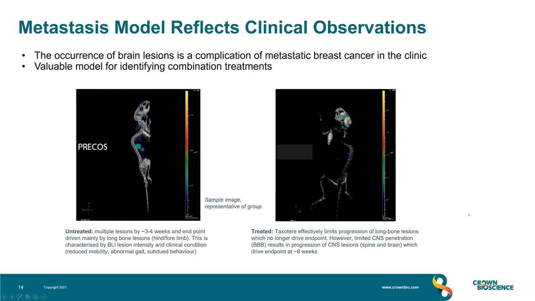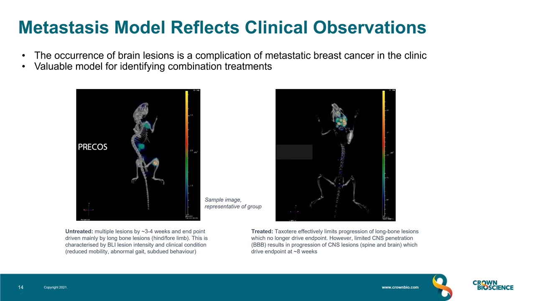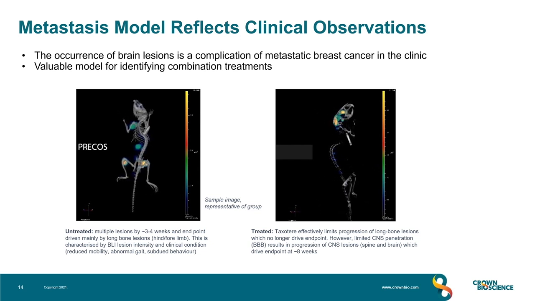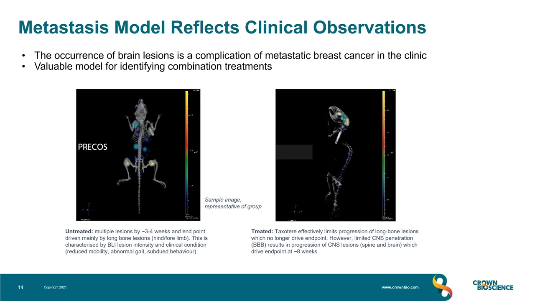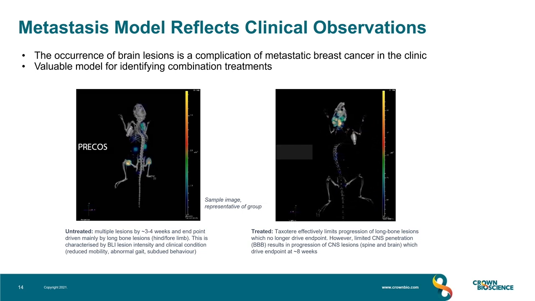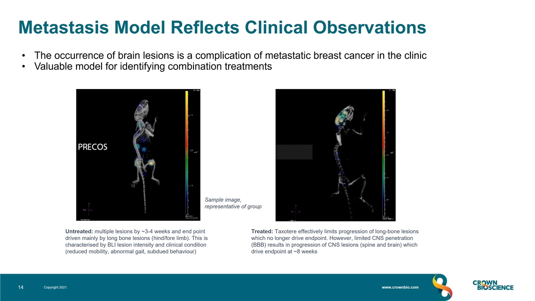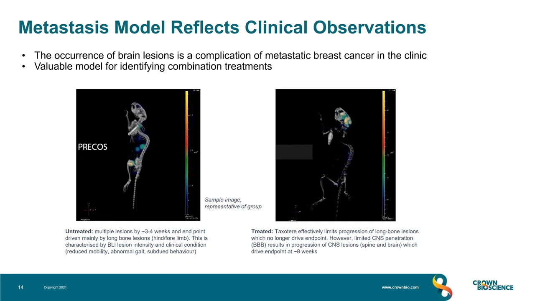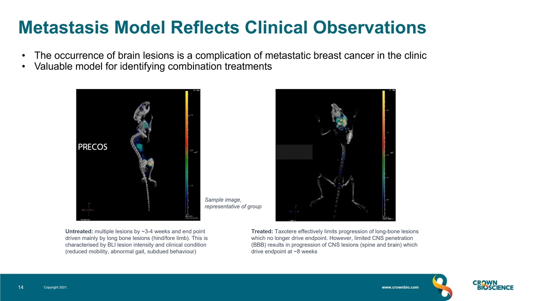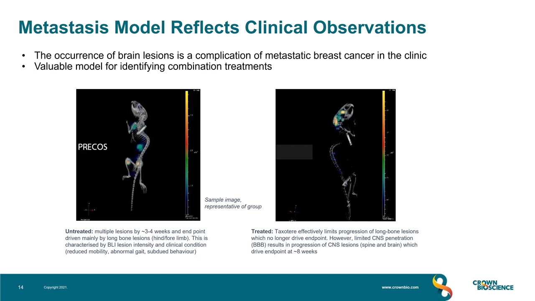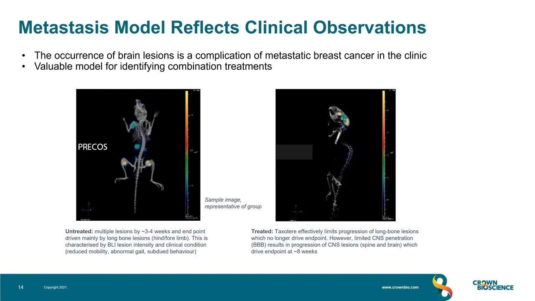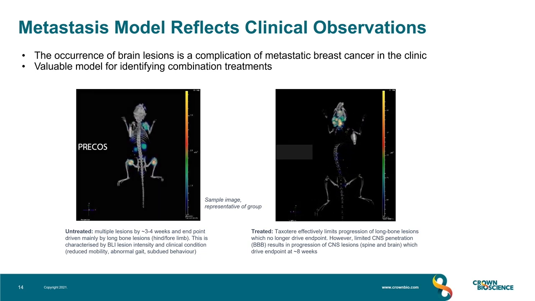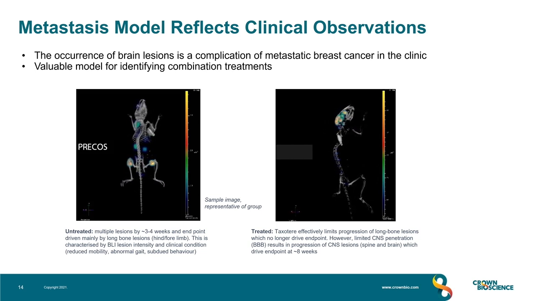These two videos, the one on the left is from a mouse that had intracardiac inoculation of MDA-MB231. Multiple lesions will develop by about 3 to 4 weeks, and an endpoint is typically driven by long bone lesion. This is characterized by BLI lesion intensity and clinical condition. The one on the right is treated with docetaxel, which effectively limits progression of long bone lesion, which no longer drives endpoint. But docetaxel has very limited CNS penetration, which results in the progression of CNS lesion, which typically drives endpoint at around 8 weeks.